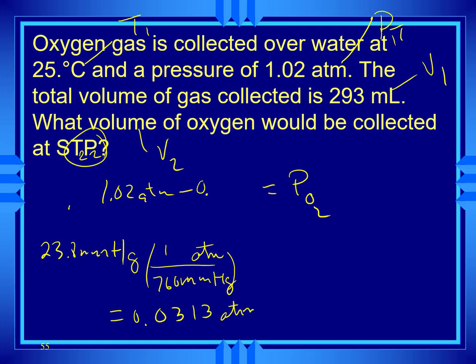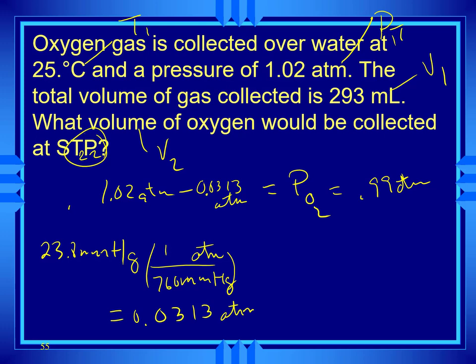So I subtract 0.0313. I'm going to put a 0 there. And I get the pressure of O2 is 0.99 ATM. I know they both start off with 3 sig figs and we only end up with 2. That's because we subtract, and we lose a sig fig along the way. I got to keep 2 decimal places. Okay, so there's my pressure of O2.